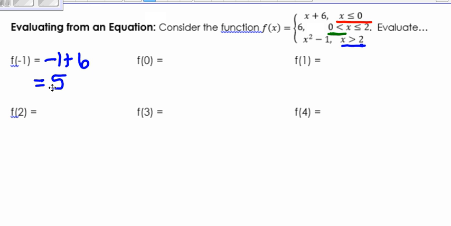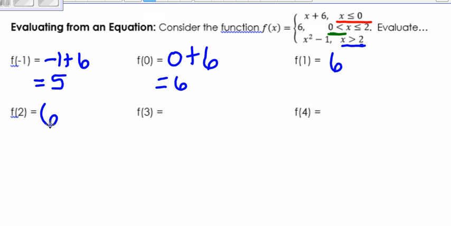When I do the same thing for 0, it says less than or equal to 0, so I'm plugging it into that first one. So I've got 0 plus 6. So when we add 0 plus 6, we're just going to get 6 for our final answer. Then for 1, we plug 1 in, and notice that 1 falls between 0 and 2, so our final answer is just 6 again. We're going to take 2 and plug it in. It still says x is less than or equal to 2, so that answer is also just 6.